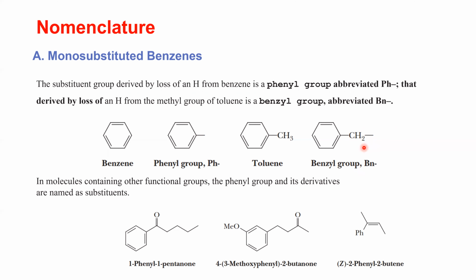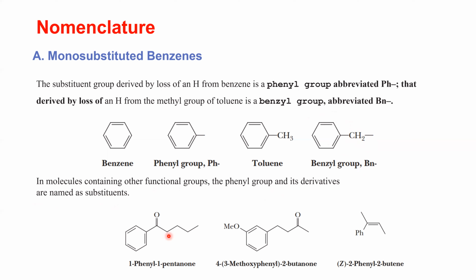In the literature, you will see that most of the reactions happen if there is a CH2 there. This gives a good number of reactions that were otherwise not possible with a simple benzene ring. In molecules containing other functional groups, the phenyl group and its derivatives are named as substituents. So we can see some examples.